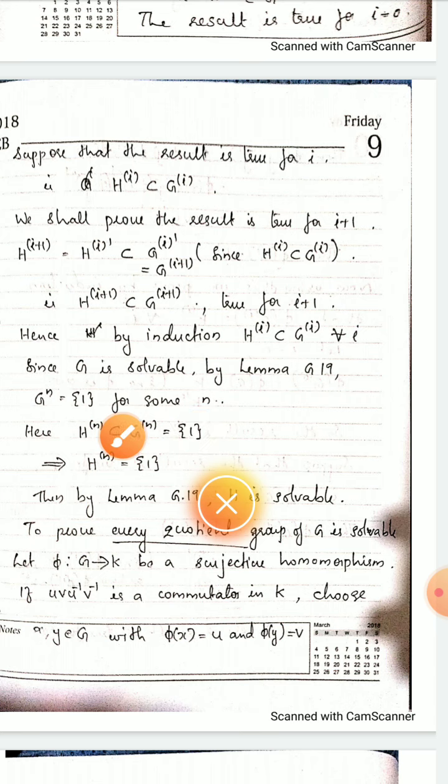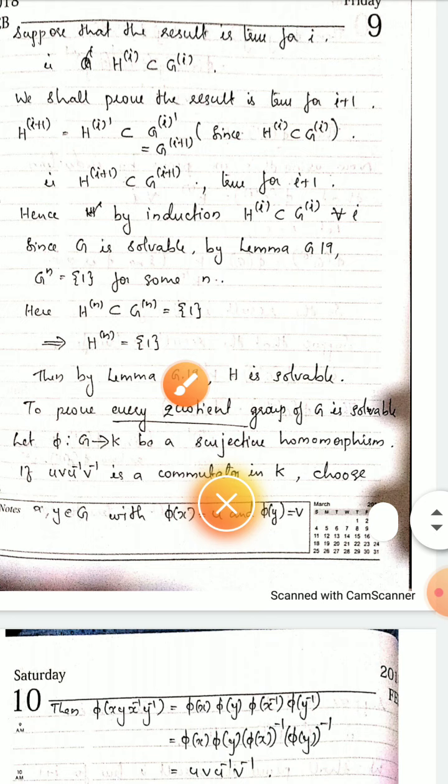Thus we have got H^(n) is a subset of {1}, because from the previous step H^(n) is a subset of G^(n), which is equal to {1}. And H^(n) is a subgroup, so it always contains the identity. So hence we have got H^(n) is equal to {1}. Then by lemma G19, G is solvable if and only if G^(n) is equal to {1}. So here we have got H^(n) is equal to {1}. Therefore by lemma G19, H is solvable.